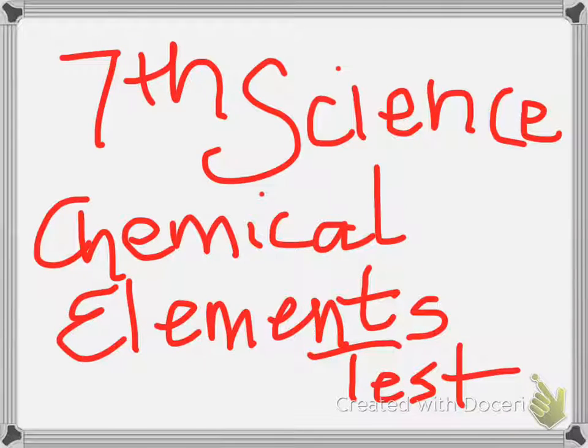Number 24. The nucleus of the atom contains 8 protons and 9 neutrons. The atom is electrically neutral. How many electrons does this atom have?